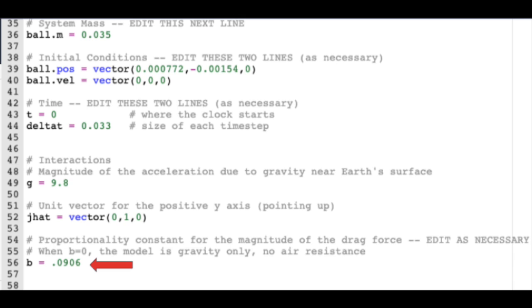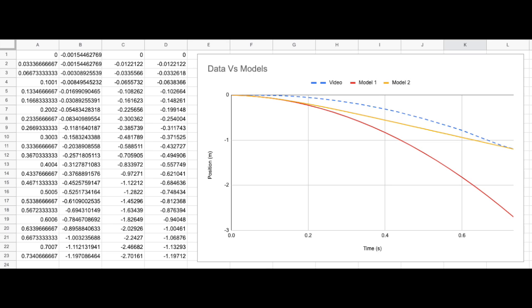One must test a variety of different b values and see which one makes it so that the final position of the computer model is the same as from the Tracker data. For my experiment, this value turned out to be 0.0906. Using the new computer model, this is the graph I created, comparing the other model and the experiment itself. While it is much closer to the experiment line than the first model, it is still not a great model of the experiment. Many issues could have arisen during the experiment and the evaluation to have caused this discrepancy.